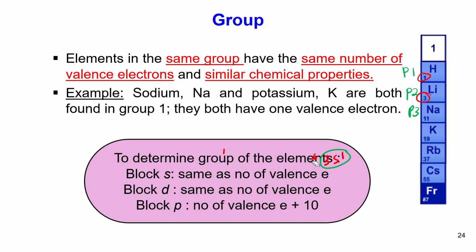The number of group is equal to the number of valence electrons. But for the p block, we need to add 10. The d block is the same as the s block. We identify which one is the highest principal quantum number and see how many valence electrons there are. So that is its group number.